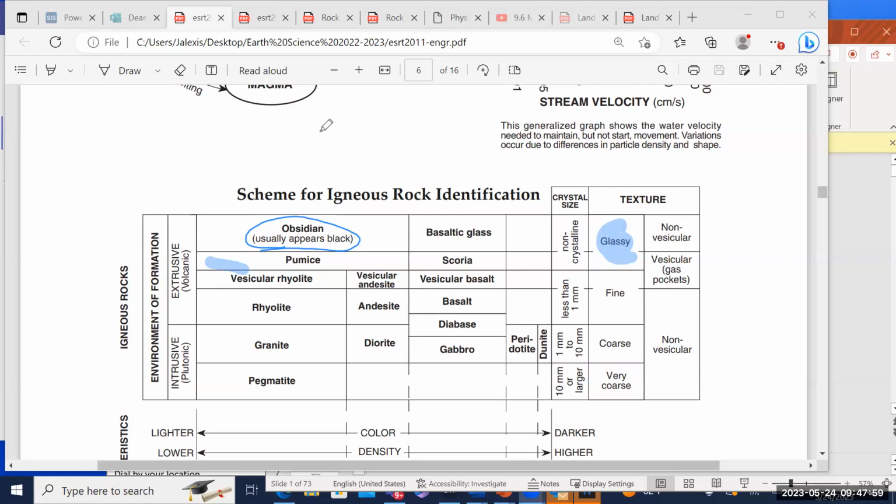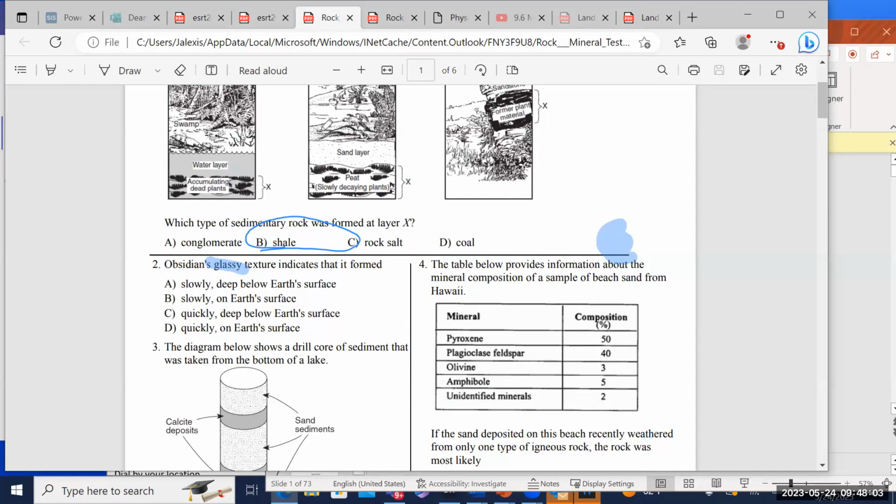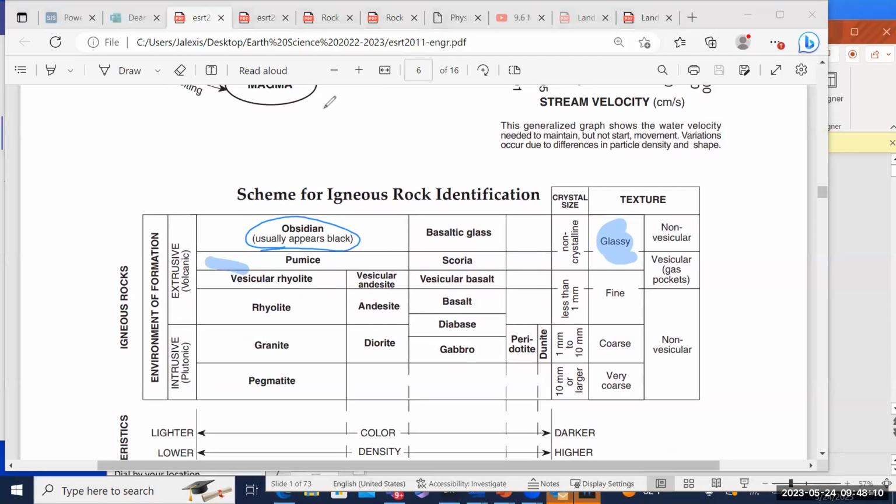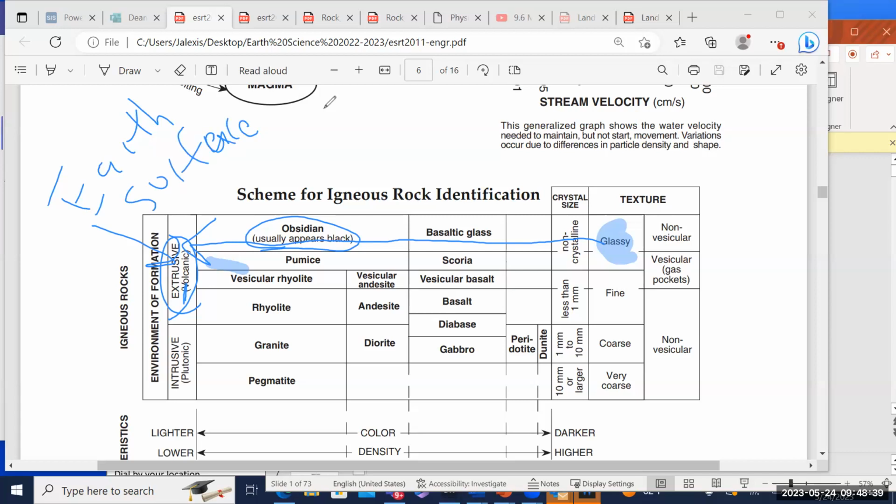When I look back on the question, they want to know where it was created and whether it formed slowly or quickly. Looking at glassy texture for obsidian, I see that it is an extrusive rock. Now the prefix ex, like exit, means it was formed outside, not inside of the earth, but on the surface of the earth. So we know it has to be formed on Earth's surface because it is an extrusive rock. Now the second thing we need to figure out is, does it form slowly or quickly?